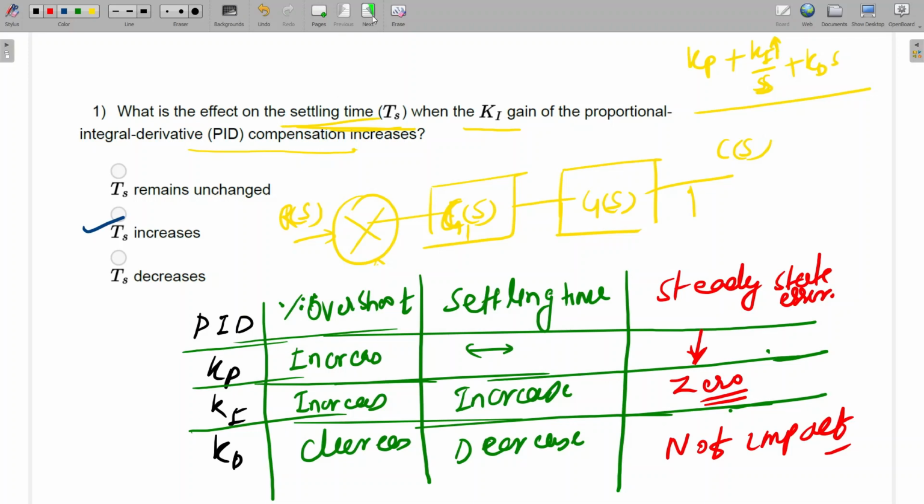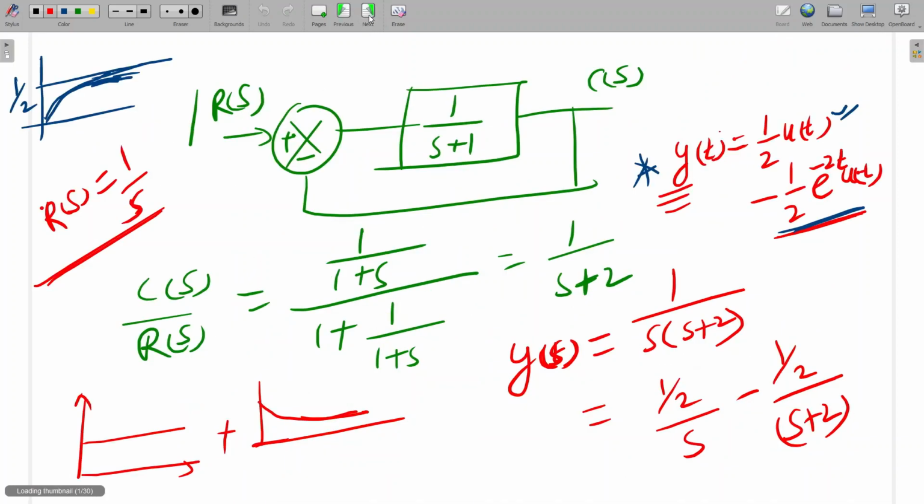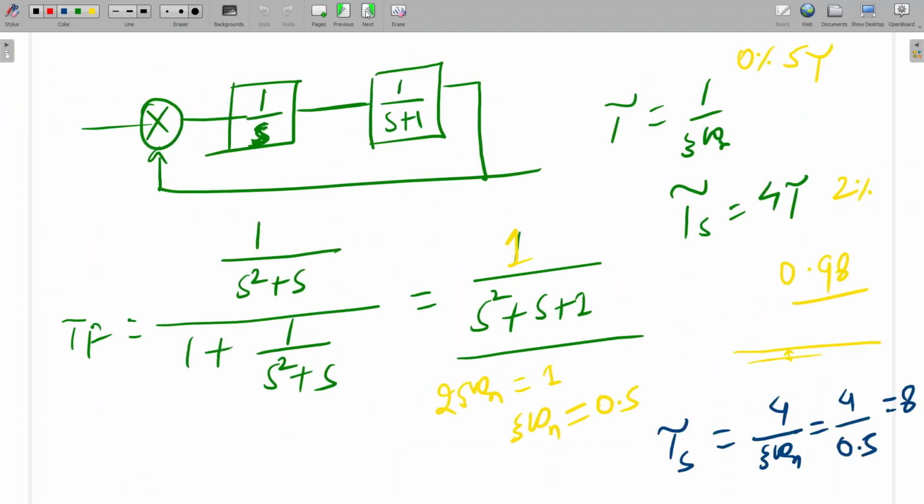Sir, in the earlier problem, how did you get that last step? Ts is 4 by zeta omega n, how did you get it, sir? See, this transfer function we are getting, up to now it is clear? Only the last step, sir, Ts is equal to 4 by zeta omega n.